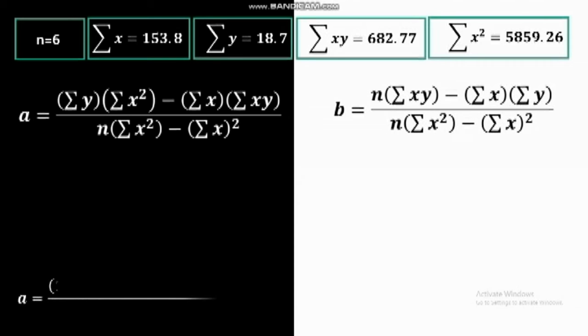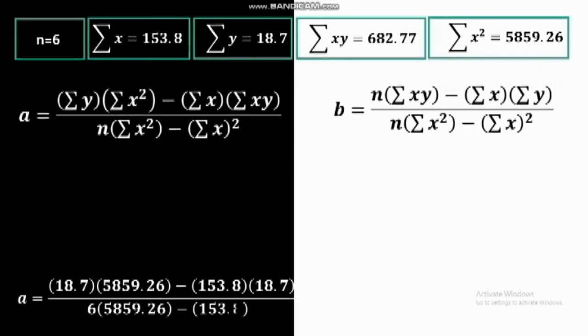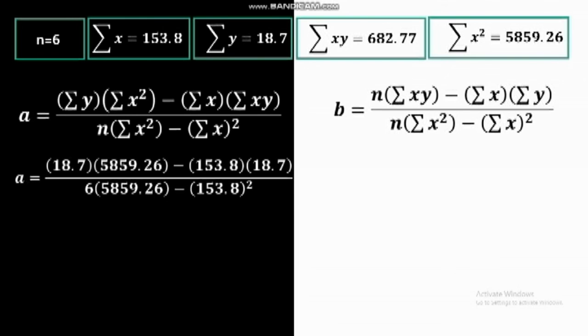First, we have to compute for the value of a. A is equal to 18.7 multiplied to 5,859.26 minus 153.8 multiplied to 18.7 all over 6 multiplied to 5,859.26 minus 153.8 squared. A is equal to 0.396.